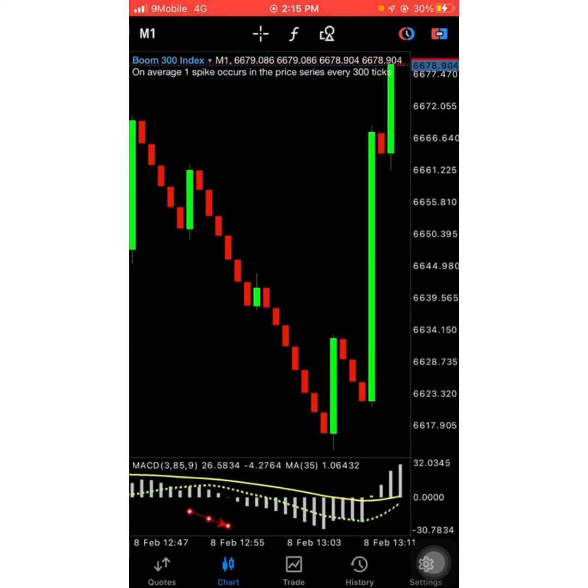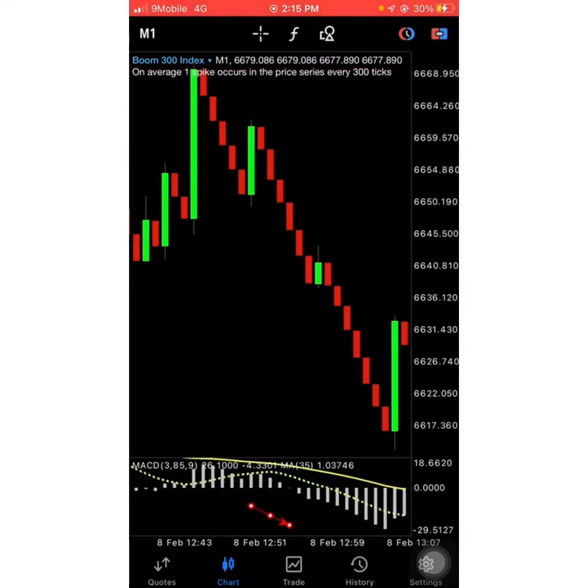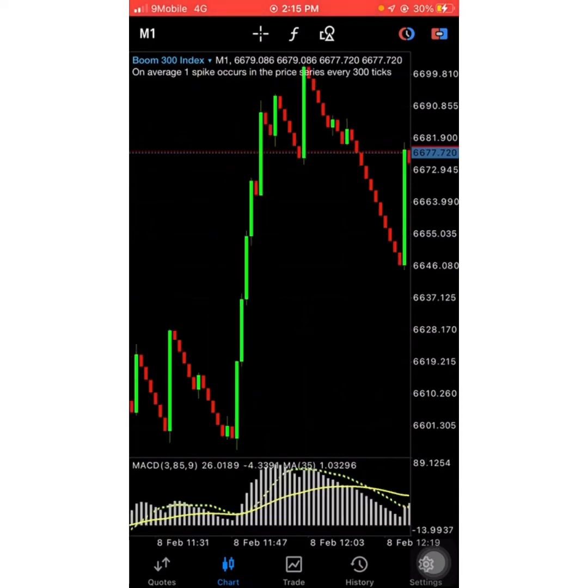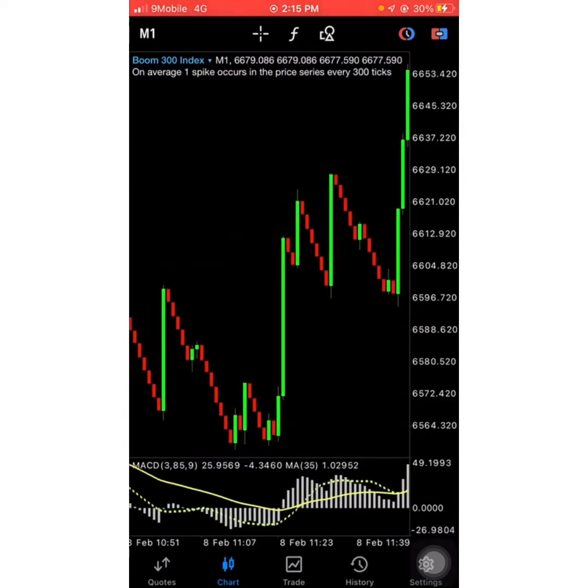Now I'm going to give you more examples on how to catch the spike. This is the first type of entry. I told you we have two types of entry for this strategy. Now let me expatiate more on this first entry. Let me look for a very nice example to show you. Yeah, we have one here.